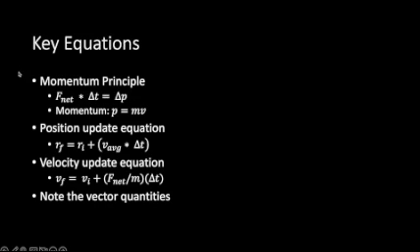So here are some key equations. There's a momentum principle equation, which is the net force impulse equals the change in momentum. The position update equation, which shows the change in position based on an average velocity, which should be constant throughout the whole experiment. And the velocity update equation. I'll talk more about these equations later in the code.